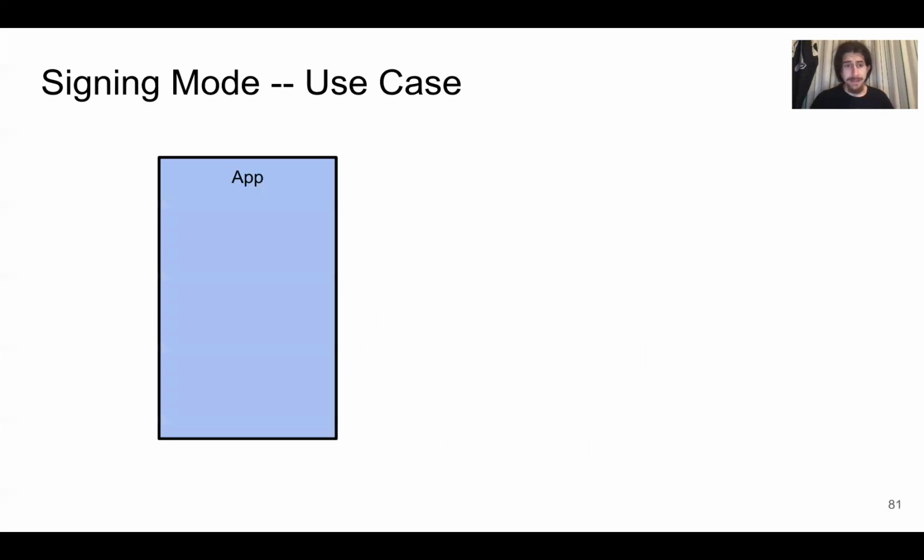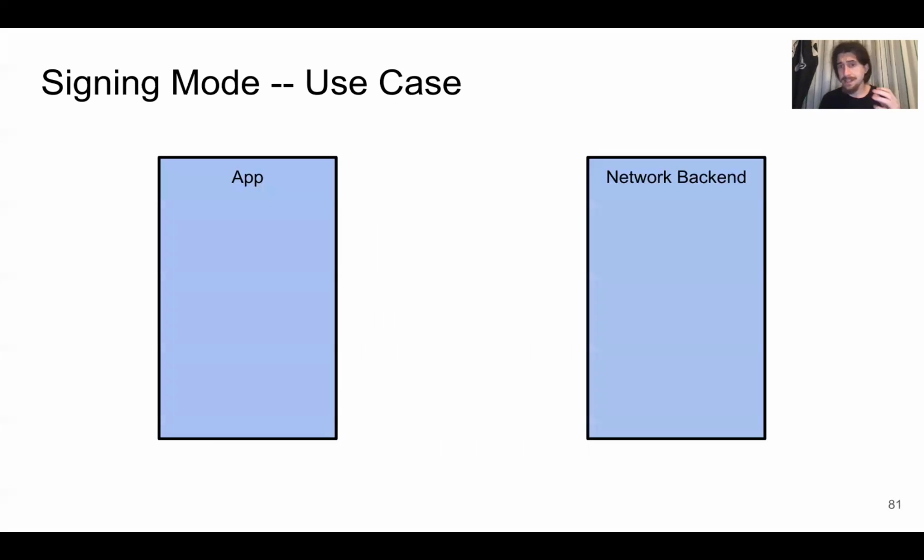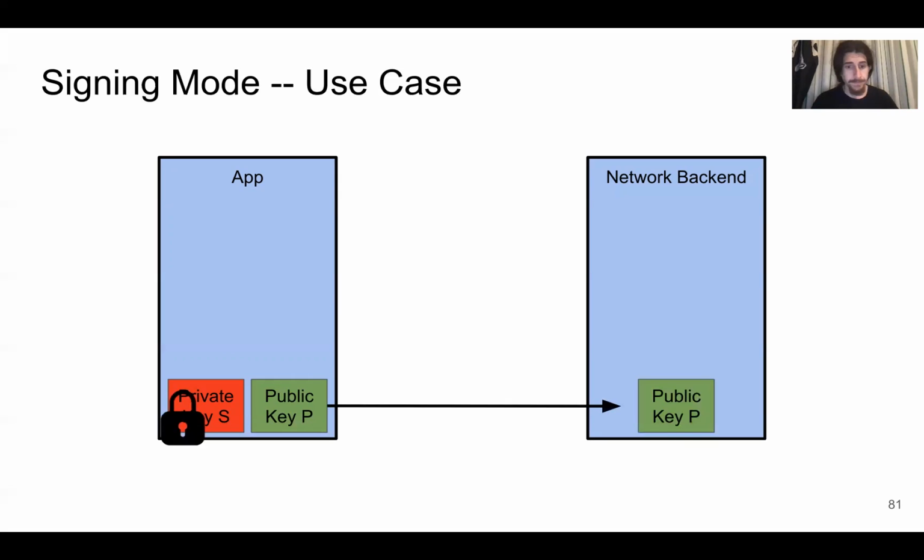I also have some diagrams. So let's say you have an application, and let's say you have a network backend. And let's say that now you use this fingerprint API to create a new private/public key in signature mode. So you're going to create these two things, and these are going to be somewhere in TrustZone.